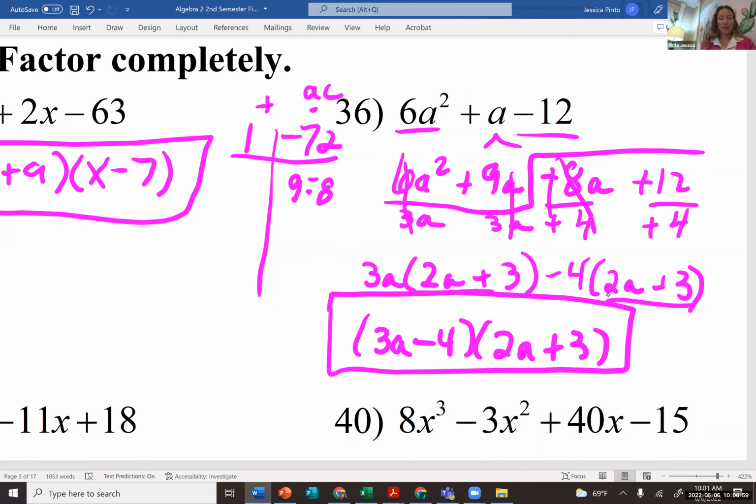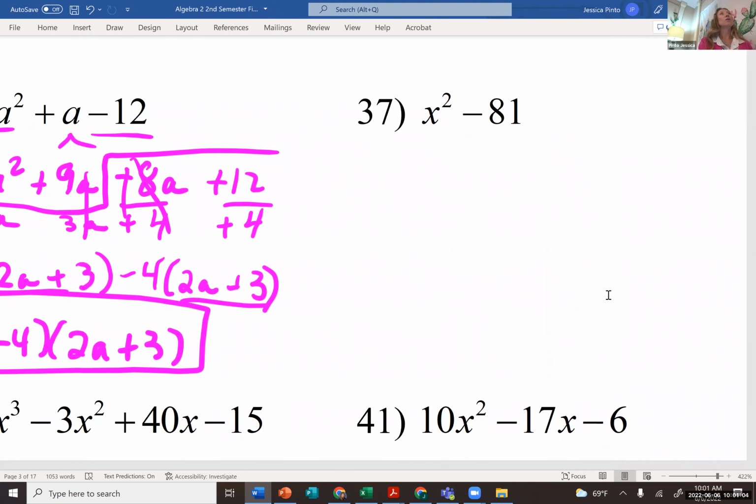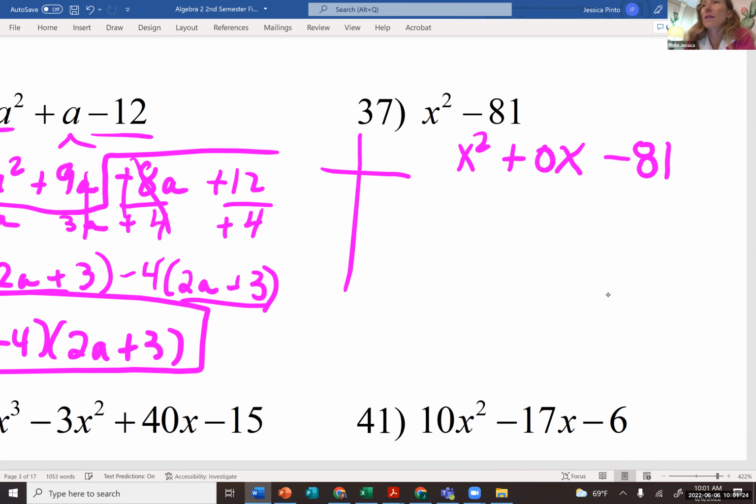Gorgeous. Now let's take a look at 37. Oh, this is a binomial. And I'm looking at the exponent, and that's an exponent of 2. So I'm going to factor this just the way I've been factoring the others. I'm going to make my t-chart. This is x squared plus 0x minus 81.